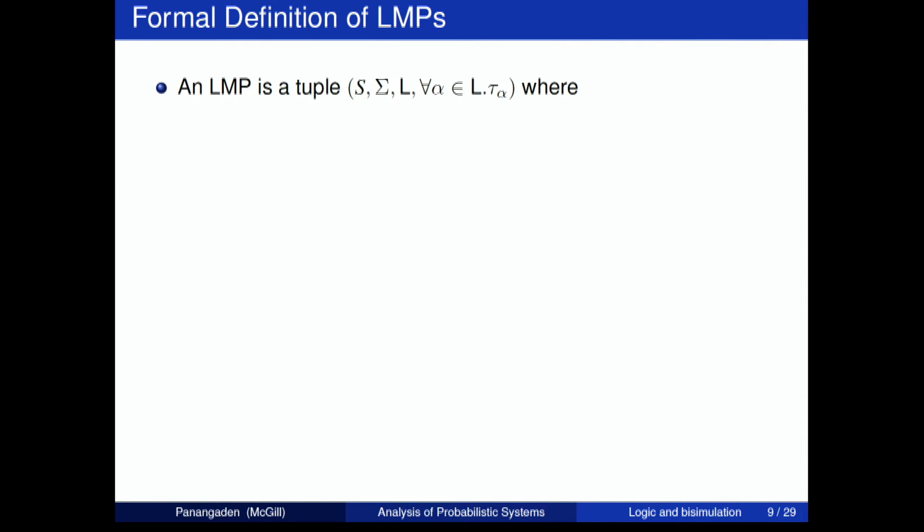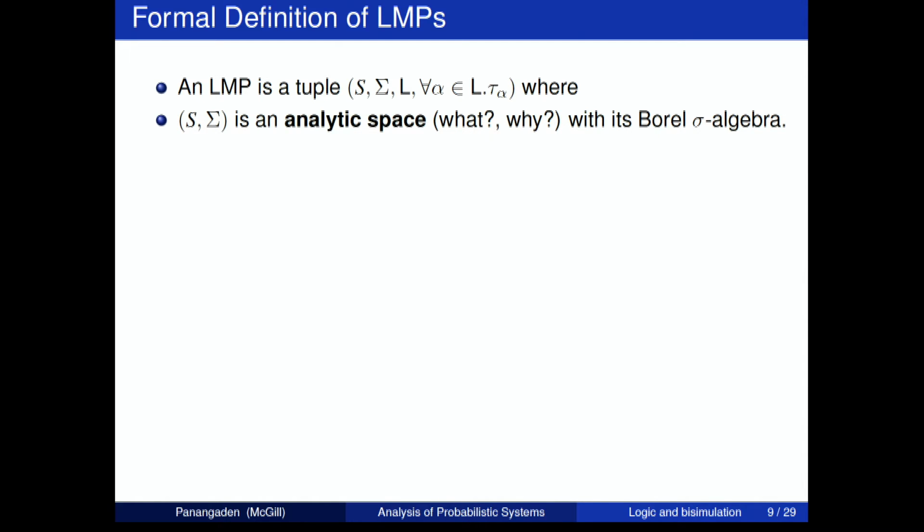So let me give a formal definition of these things, which I call labeled Markov processes. So we have a set. Because it's in general a complicated space, one has to pick out a sigma algebra of measurable sets. There's a set of labels, and for every possible label, there is a transition probability function tau, which satisfies the following conditions.